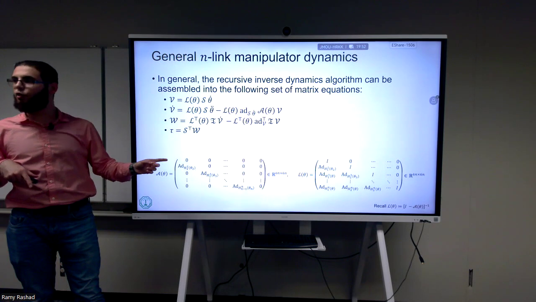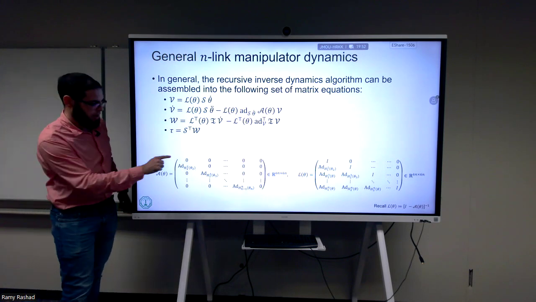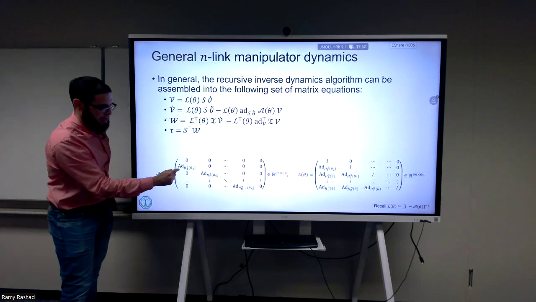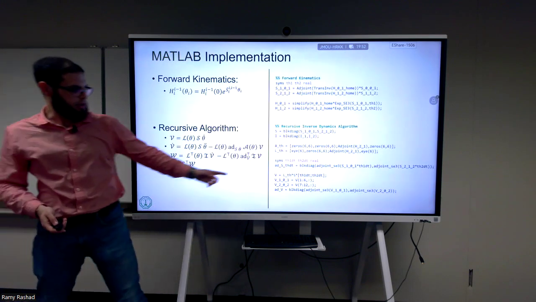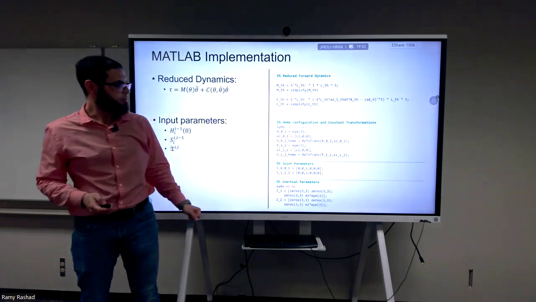So in the 2D case, if you remember from last time, I had 0, 0, 0, and this was the ad of h1 with respect to 2 as a function of theta 2, and so on and so forth. So this is why we have these expressions there.